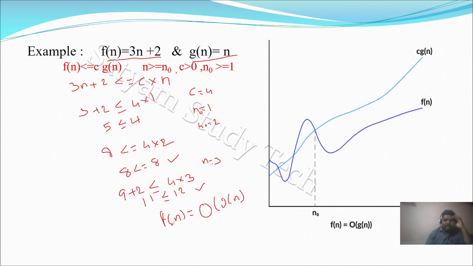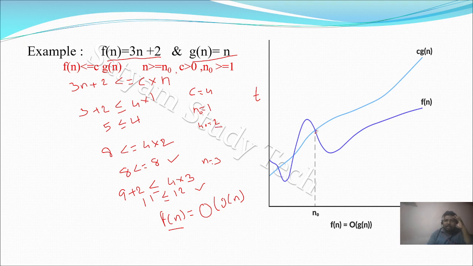So you can compare these two functions f of n and g of n. You can see this graph. So here the y-axis represents the time and the x-axis represents the input value n. Now we can see the n naught value is found here. N naught value is 2.